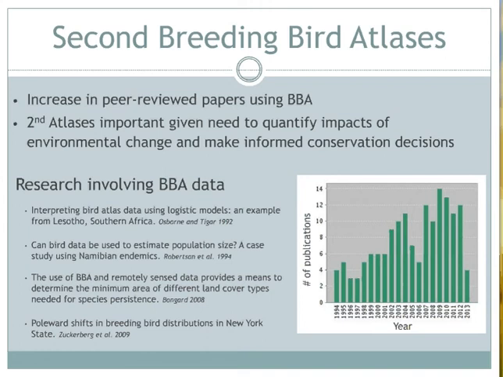And similar to the Breeding Bird Survey, we're seeing a lot of interesting, innovative research using the data in ways it perhaps wasn't intended for. Some of those look at using Atlas distribution data to estimate population size for endemic species in Namibia. And then recently, New York looked at their change in breeding bird distributions with respect to climate change. So a lot of really important research. Hopefully we'll start to see Atlas data used more frequently in the future.